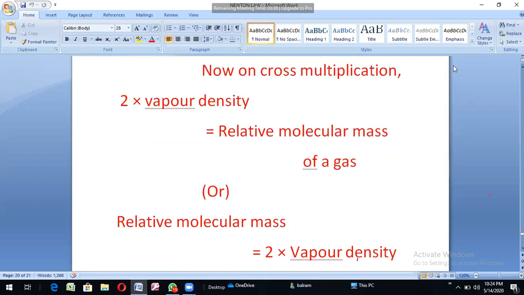So now we have derived the relationship between the vapor density and the relative molecular mass. This is one of the very important long answers. Mind it. If you have any doubt, ask through WhatsApp.